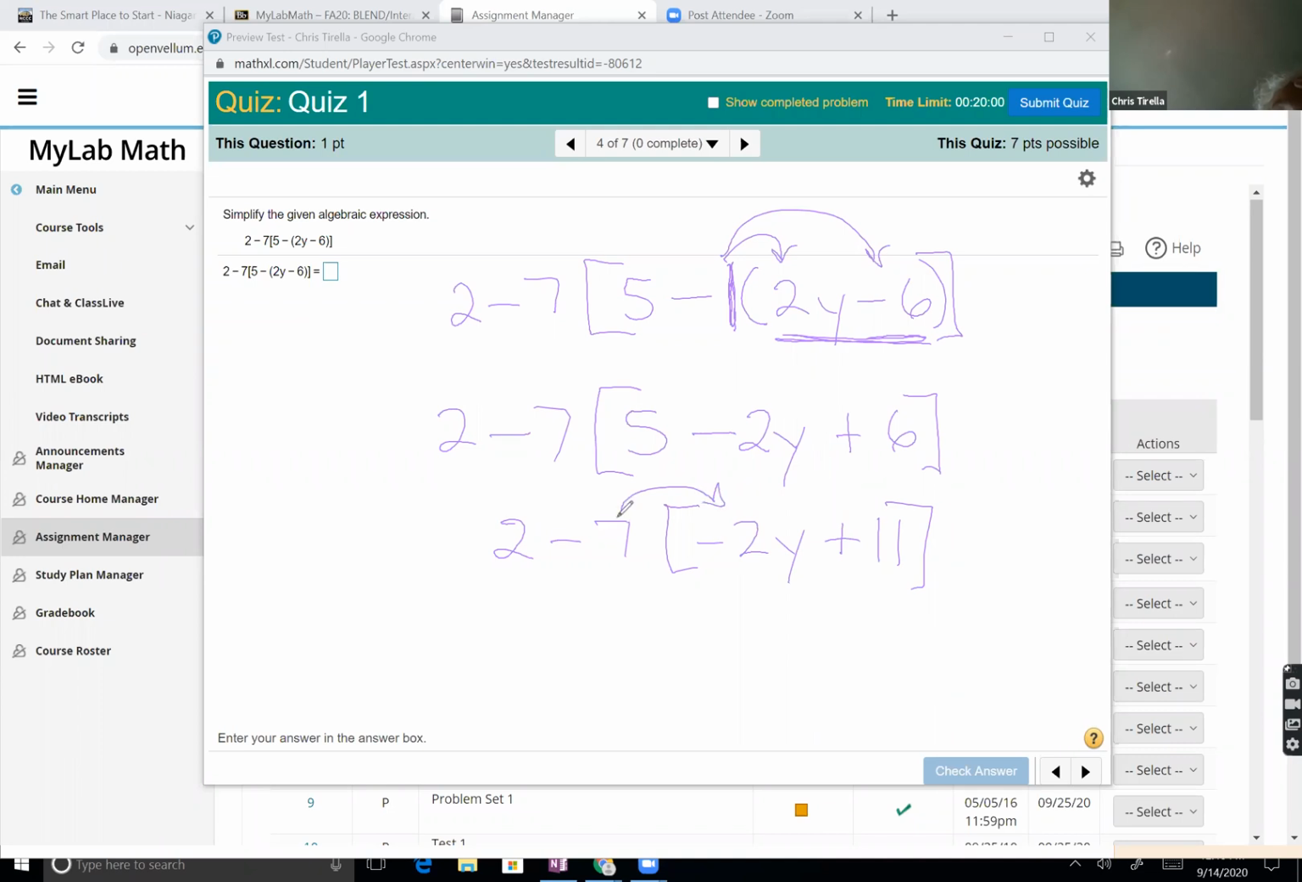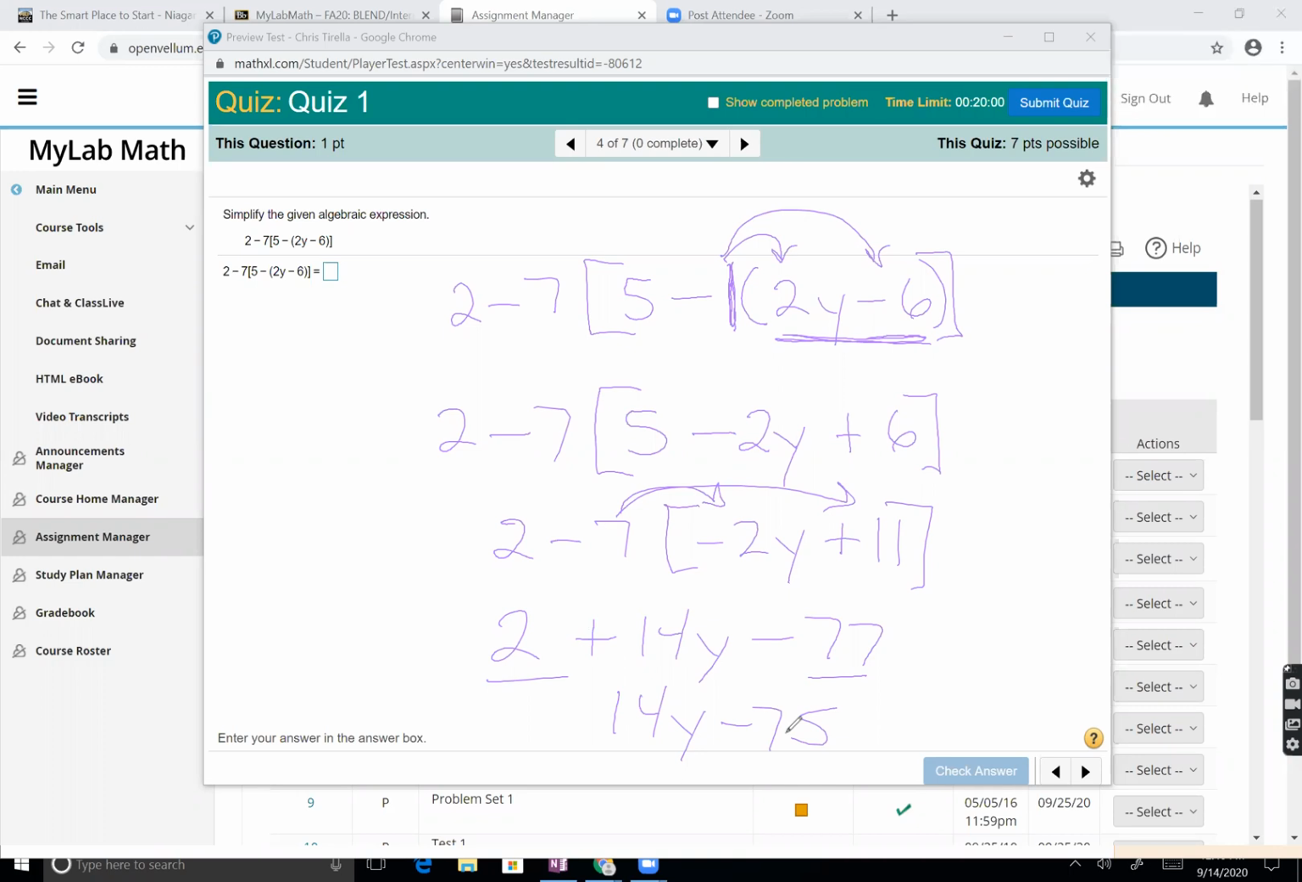So now what we have to do is distribute that negative 7. Gives me 2y. Negative times negative is positive 14y. Negative times positive is negative 77. And then combining like terms, I get 14y minus 75. How's that one? Good, thank you.